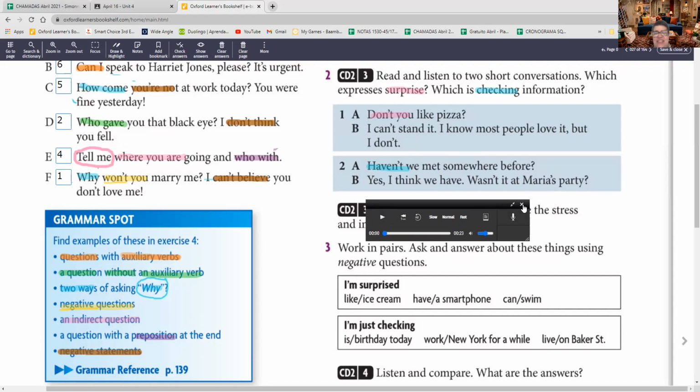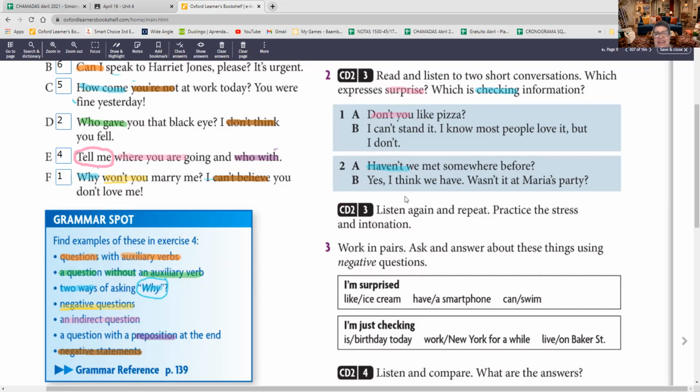Okay, so let's try to repeat. Let's go. Don't you like pizza? Don't you like pizza? Yes, you see, we use a rising intonation when we start a question with an auxiliary verb. The intonation in this kind of question is always rising. Okay, so don't you like pizza?